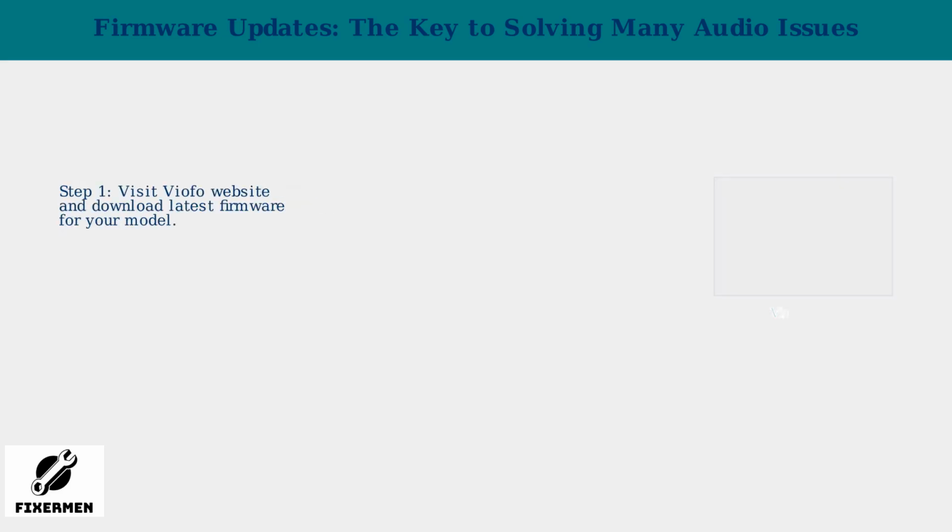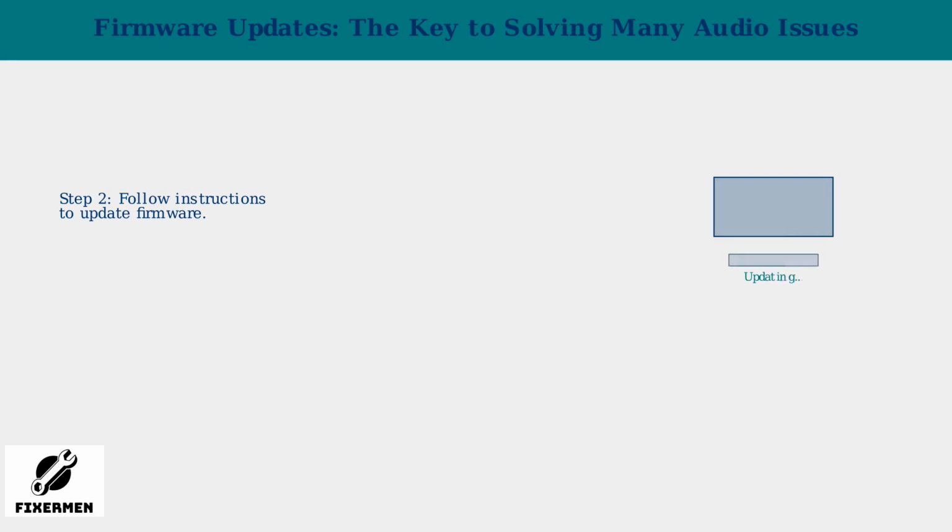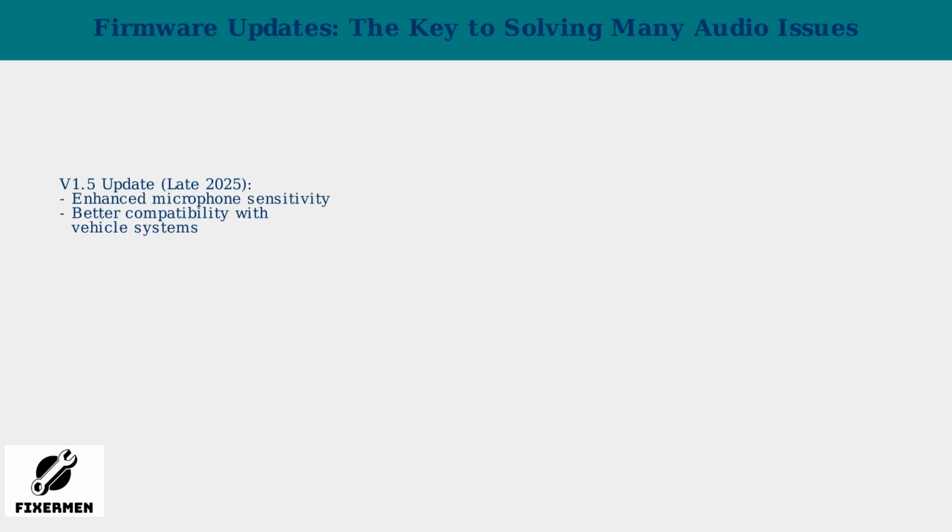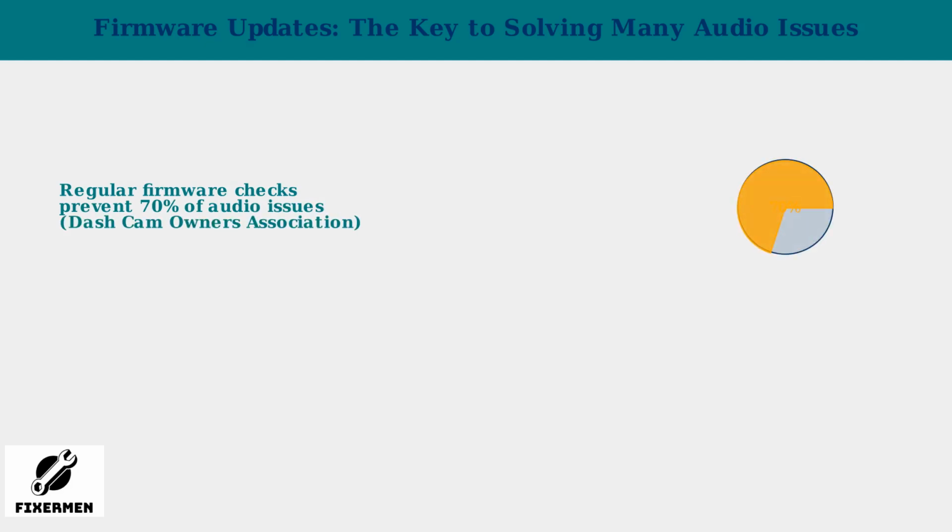Visit the VOFO website and download the latest firmware for your specific model. Follow the instructions carefully to update your dashcam's firmware. Firmware updates released in late 2025, v1.5, have addressed many audio-related bugs by enhancing microphone sensitivity and compatibility with newer vehicle infotainment systems. According to the Dashcam Owners Association, regular firmware checks can prevent 70% of audio issues.